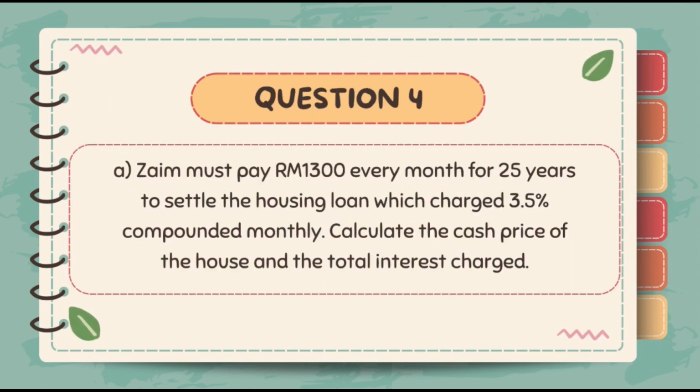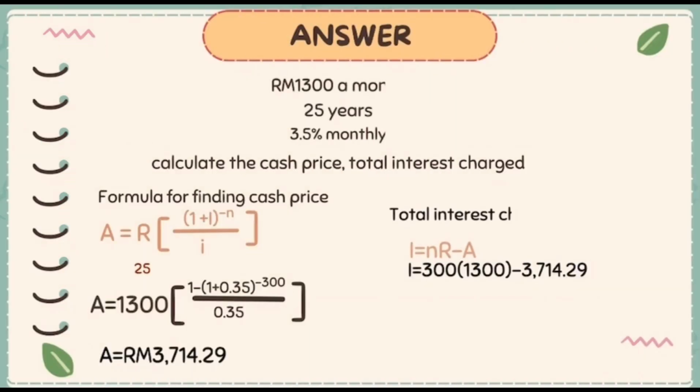So the first question is, Zaim must pay 1,300 every month for 25 years to settle the housing loan, which charges 3.5% compounded monthly. Calculate the cash price and the total interest charge. So first, we need to take out the points. Here, we could see Zaim needs to pay 1,300 every month for 25 years to settle the loan, and it charges 3.5% compounded monthly. The question is, we need to calculate the cash price and total interest.